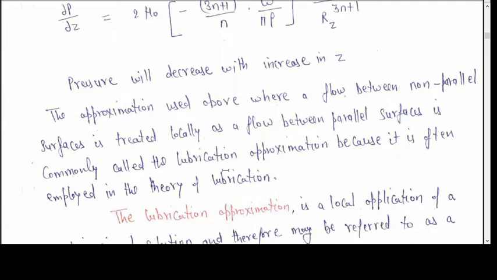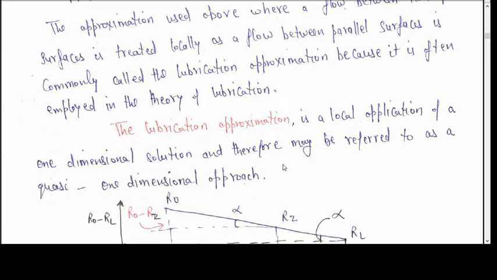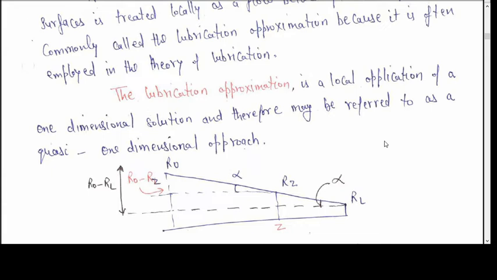The approximation we used here is that flow between non-parallel surfaces is treated locally as flow between parallel surfaces. This approximation is called the lubrication approximation because it is very often used in lubrication theory. The lubrication approximation says that there are local applications of one-dimensional solutions, and therefore it may be referred to as a quasi-one-dimensional approach.